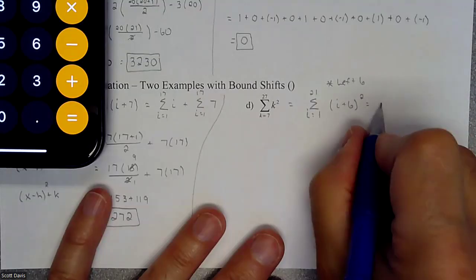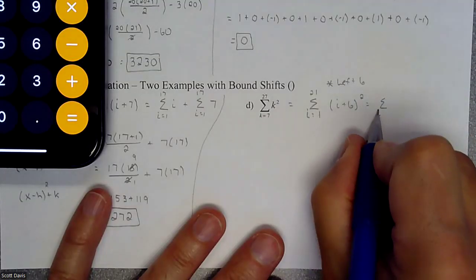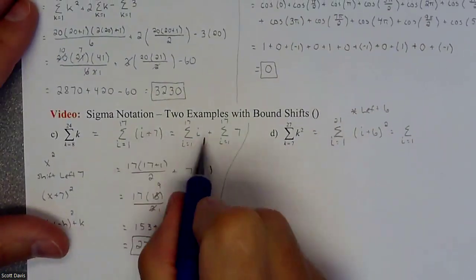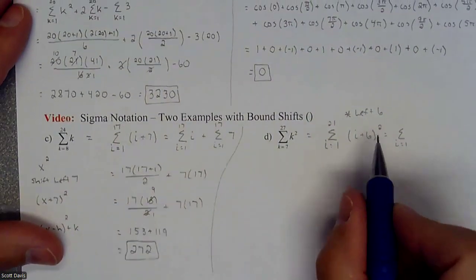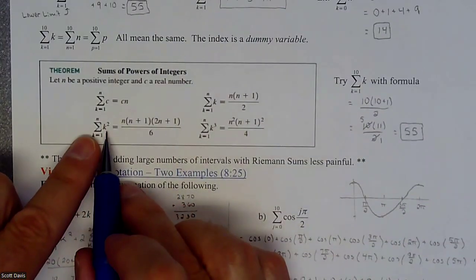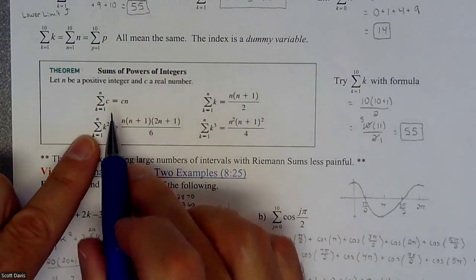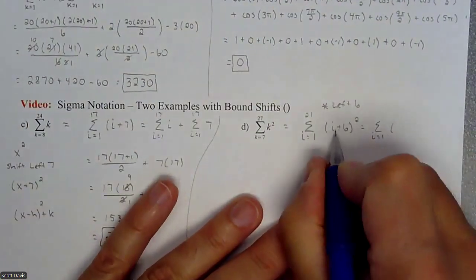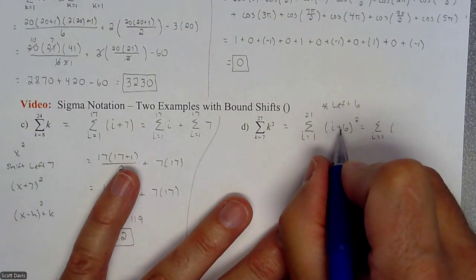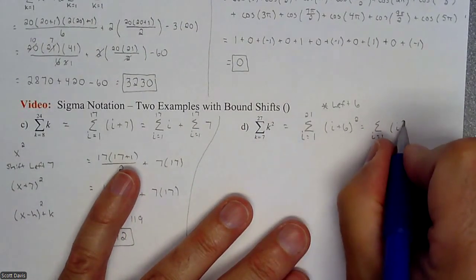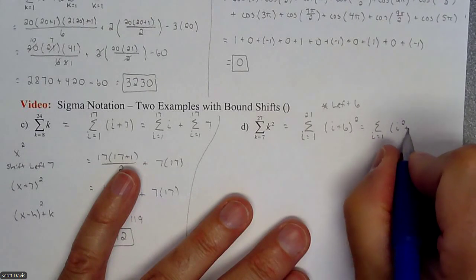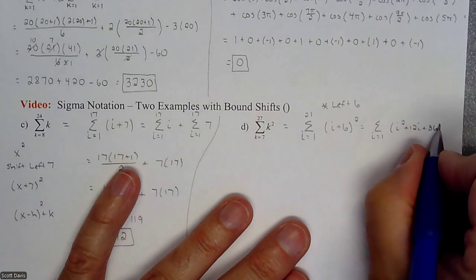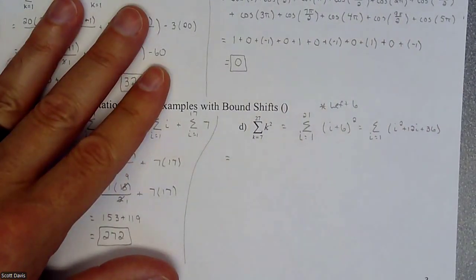Now, bad news on this one is I need to rewrite this one into terms like this, right? I don't have a formula up here for that kind of a situation, so I need to actually multiply it out. So if I multiply this out, if I did i plus 6 times another i plus 6, I'm going to get an i squared. And then I get a 6i plus another 6i, so plus 12i, and then plus 36. So I need to rewrite this whole thing.